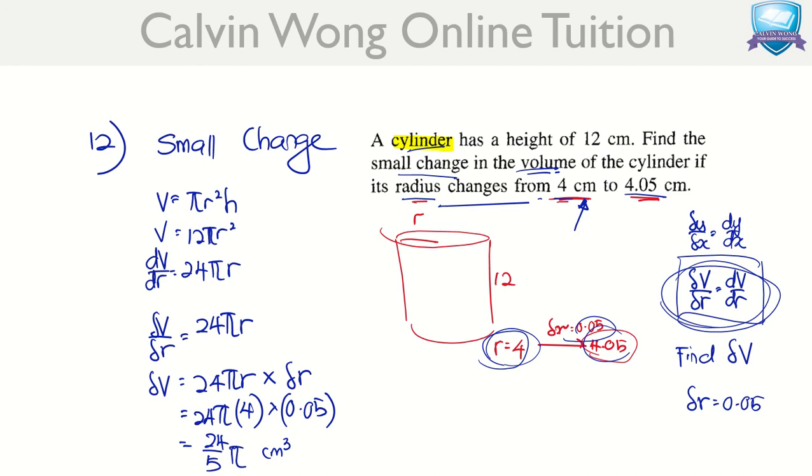Sometimes they ask you to write your answer in terms of pi. Sometimes they ask you in 3 decimal places. Then your answer could be 15.080 cm cubed. That's all about differentiation.